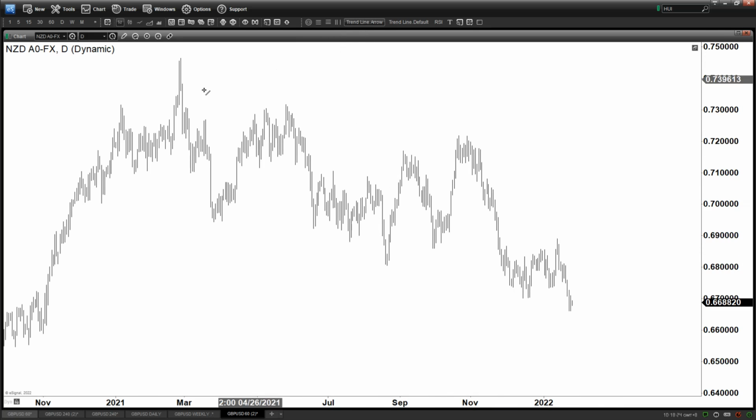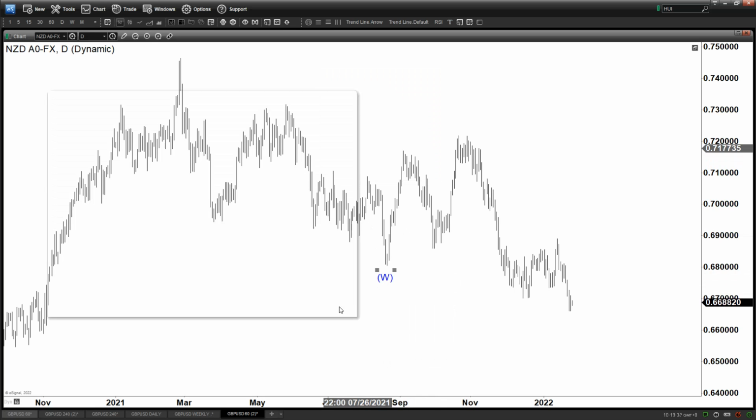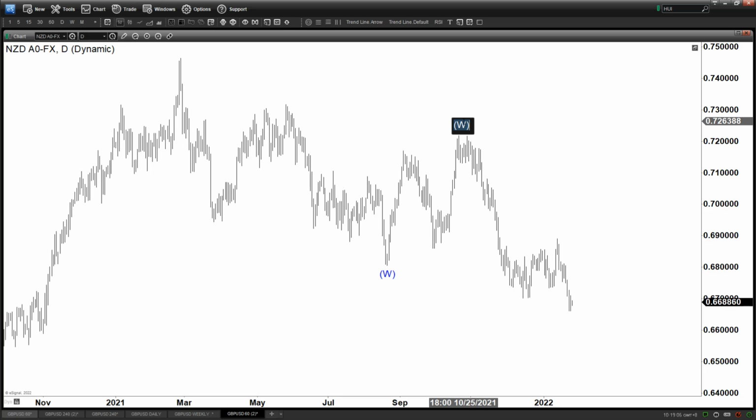Now you can see right here, a 1, 2, 3, 4, 5, 6, 7 swing. The entire structure doesn't look impulsive; it looks overlapping. So when you see something like this, you can consider counting it as a WXY 7 swing structure. So, for example, if I call this W here, and this is my X, then if I draw a trend line here, you can see it breaks above the trend line. So the cycle is complete right here.